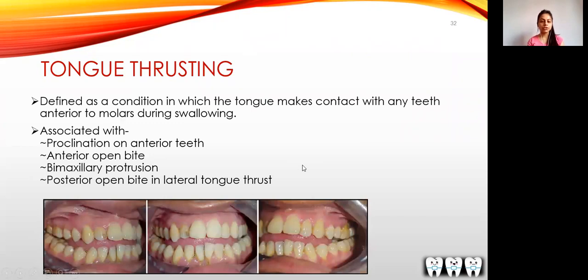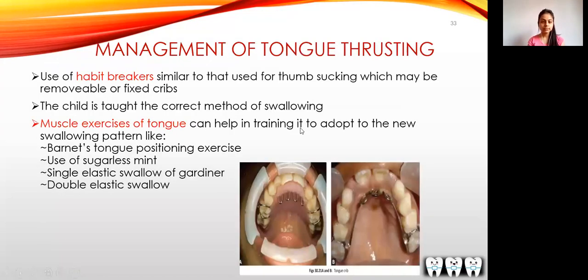Now let's talk about the tongue thrusting habit. It is defined as the condition in which the tongue makes contact with any teeth anterior to the molars during swallowing. It is associated with proclination of anterior teeth, anterior open bite, bimaxillary protrusion, or posterior open bite in the lateral tongue thrust.